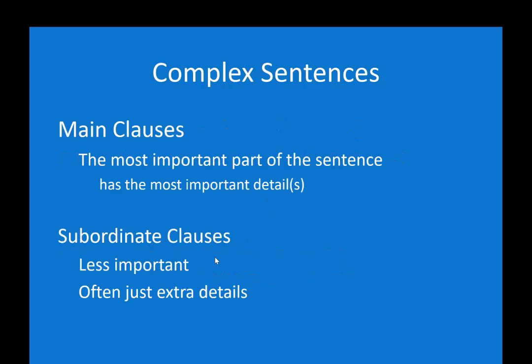Alright, so yeah, this is kind of what I just said. The main clause is the most important part of the sentence and has the most important details. The subordinate clause is less important. It often has just extra details. And oftentimes authors, especially professional authors, choose every word. They edit and they edit and they edit. We're only going to edit our papers one time because we don't have all day, and we're not getting paid for this. At least you're not. Kind of. Not enough though.